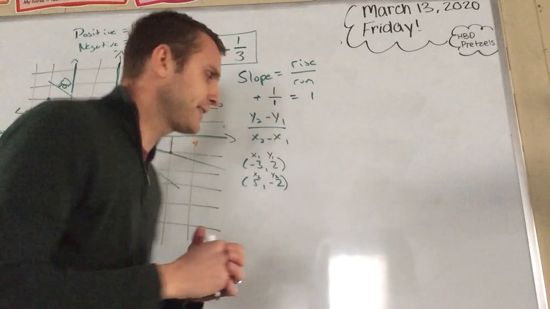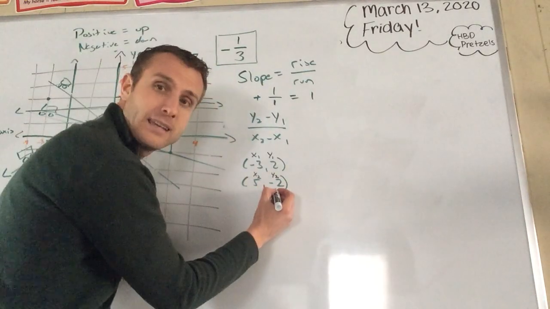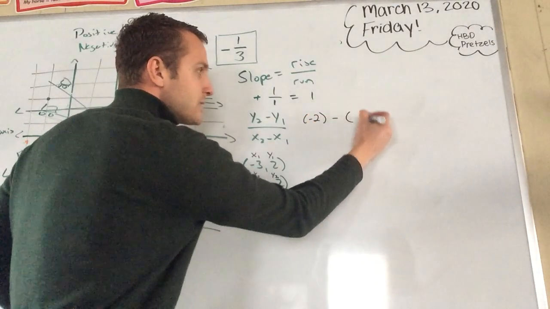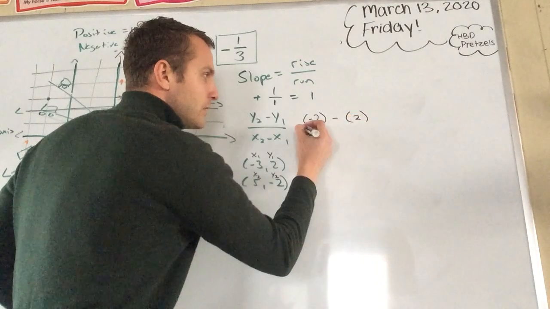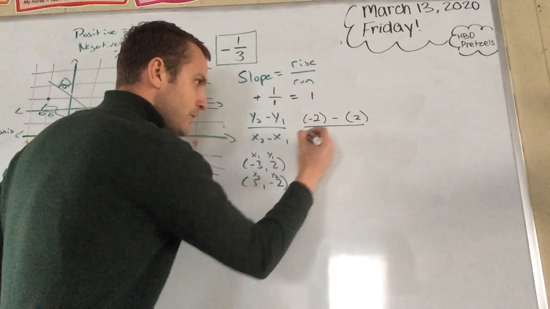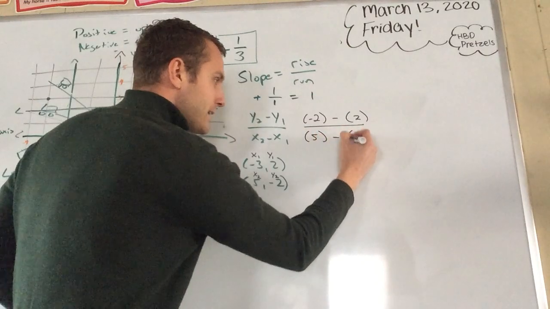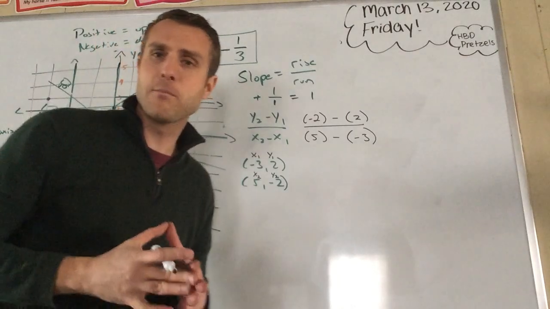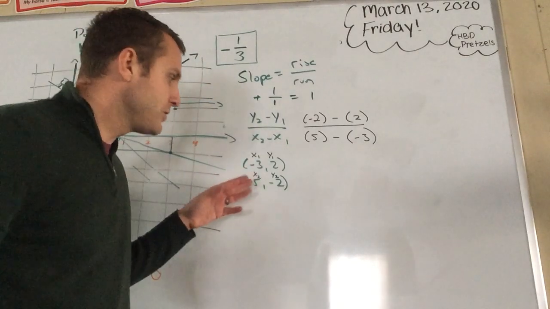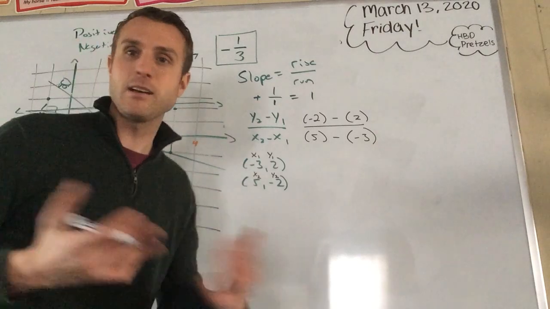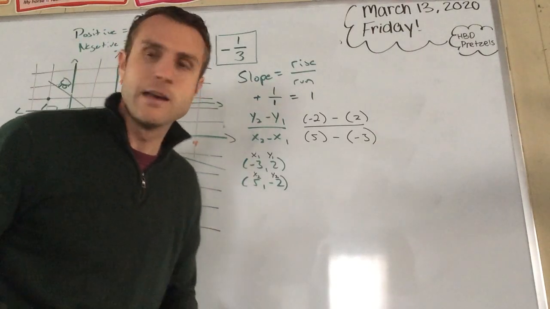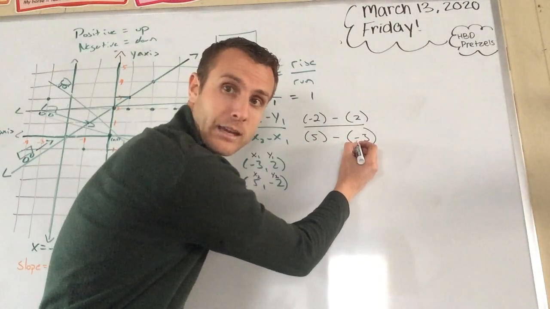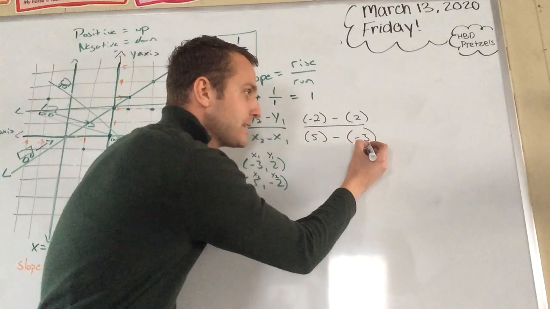So please use parentheses. y2, that's -2, right? So I'm going to plug in parentheses, -2. Minus y1, that is 2. On the bottom, x2 is 5, minus x1 is -3. Here is a perfect example of where many people get this wrong. If they do this in their head, they look at 5 minus 3 and they think 2. But that's wrong. Because it's not 5 minus 3. It's 5 minus -3. So you must include the negative inside the parentheses.